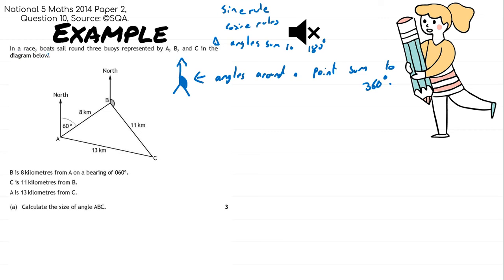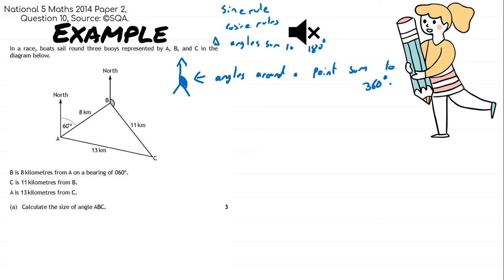In a race, boats sail around three buoys represented by A, B, and C in the diagram below. You'll notice that boats are talked about a lot. It's because bearings are actually used in nautical terms when you're using boats. So we've got B is 8 kilometers from A, which is marked on the diagram, and a bearing of 60. So we can mark 60 degrees here.